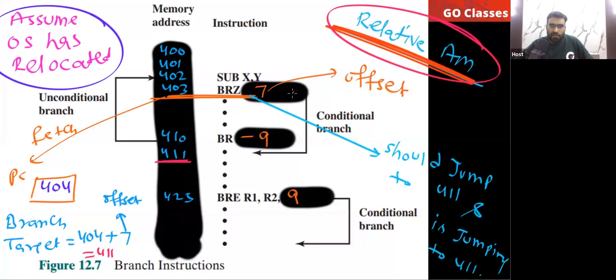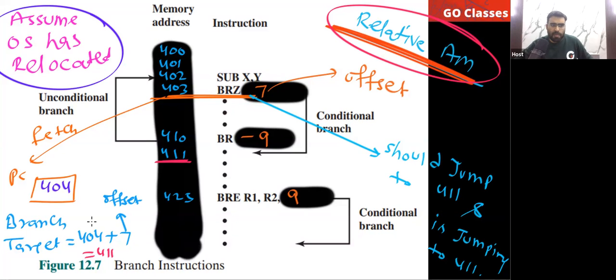When you fetch this instruction, the program counter will have the value 404, because it points to the next instruction. Now what you will do? 404 plus 7, so the branch target address will be 411. And yes, that is correct. This instruction should jump to 411, and yes, it is jumping to 411. So there is no problem.